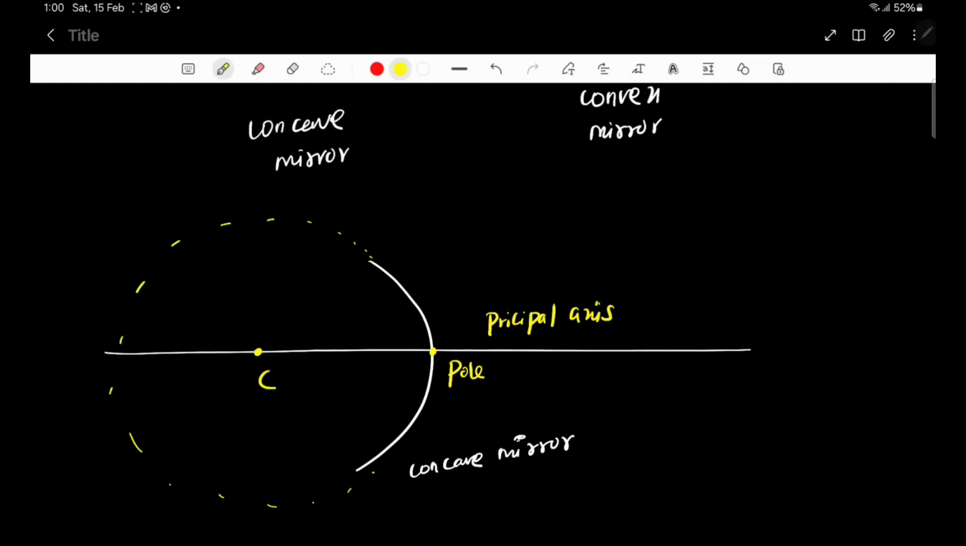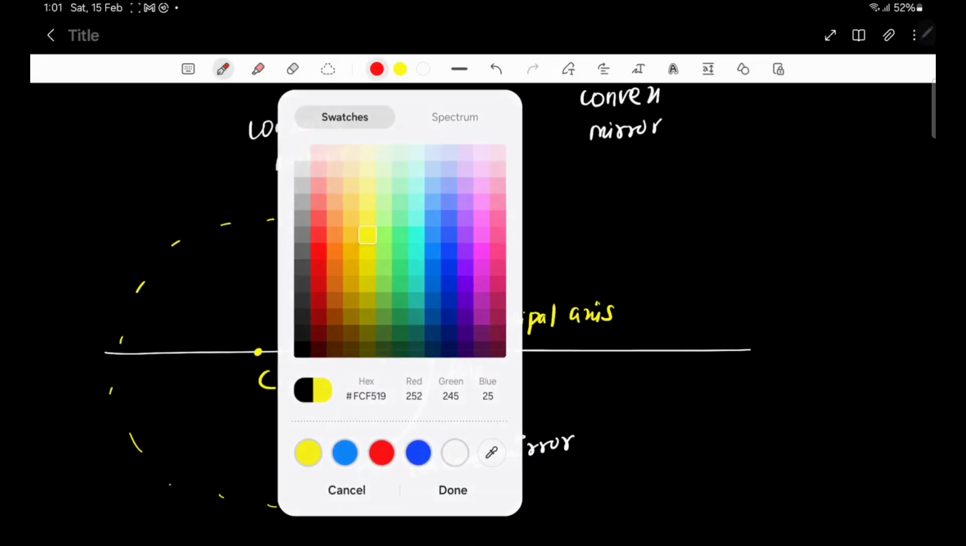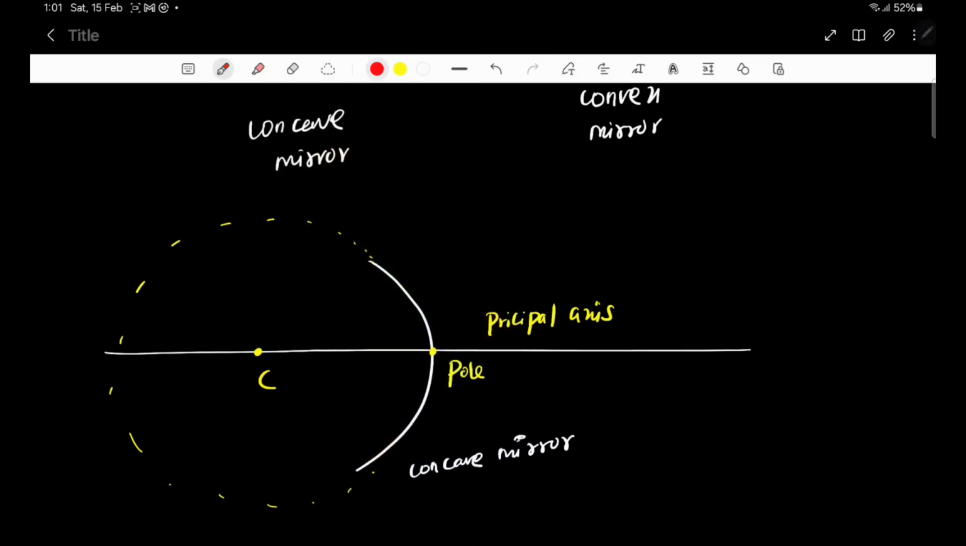Similarly, I can also coin one more parameter. If I shed any light which is parallel to the principal axis on the concave mirror, then after getting reflected, all those parallel rays will pass through a common point. That common point is called the focal point.